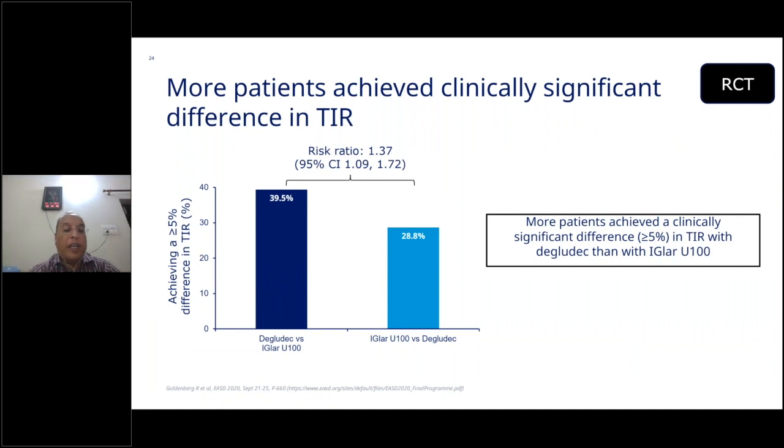Now, another study presented last year has shown that more patients achieved clinically significant differences in time in range when they were given degludec as compared to glargine. Around 40% of the patients achieved the target of 70% as compared to 28% of the patients with glargine U100.